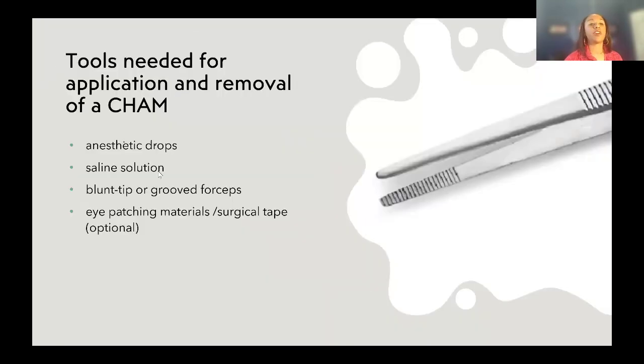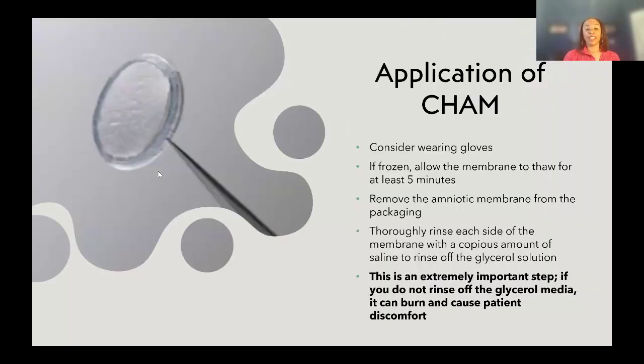So tools needed for application and removal: anesthetic drops, saline solution, blunt tip or groove forceps, and then eye patching materials or surgical tape if you want to, if you want to do that tape tarsorrhaphy like I did with my patient. I never wore gloves prior to COVID when putting on a membrane, but COVID changed everything. So now I consider wearing a glove whenever I'm handling these membranes. If it is frozen in your freezer in the kitchen somewhere, if you want to use it, just make sure you take it out for about 5 minutes and allow it to thaw.